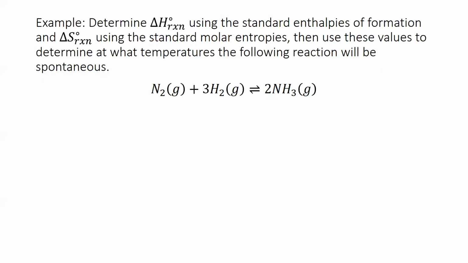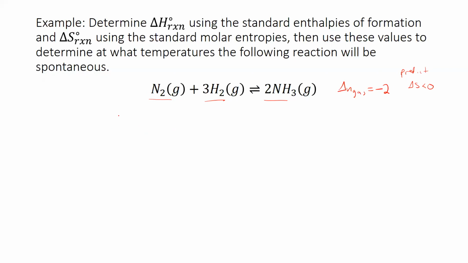And then we're going to use those values to determine at what temperature, or what range of temperatures, the following reaction will be spontaneous. You can tell just by looking at this that delta n gas is equal to -2. You've got 1 mole of N2 and 3 moles of H2 on the reactant side, and only 2 moles of gas on the product side, so you would predict a delta S less than 0, a negative delta S.